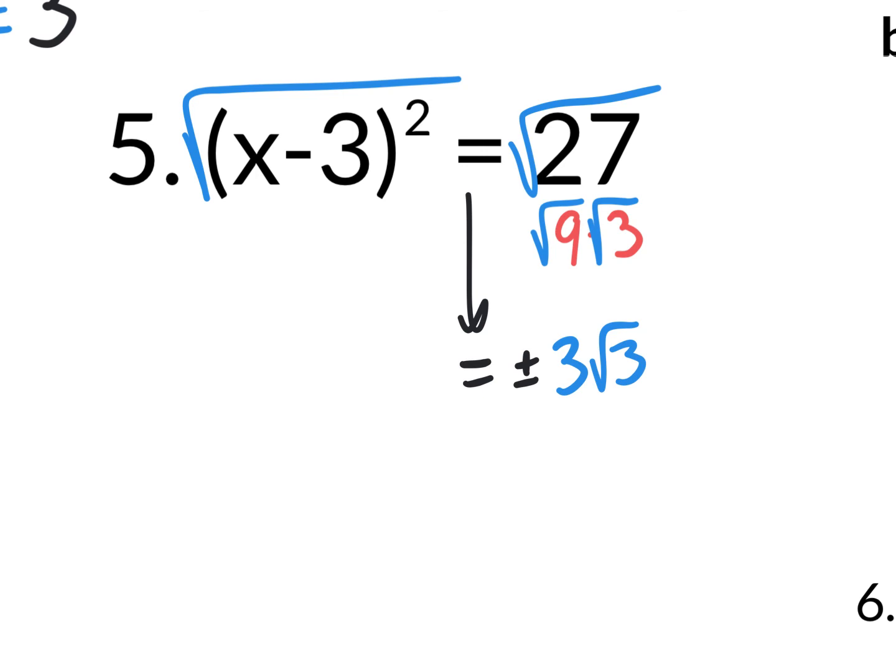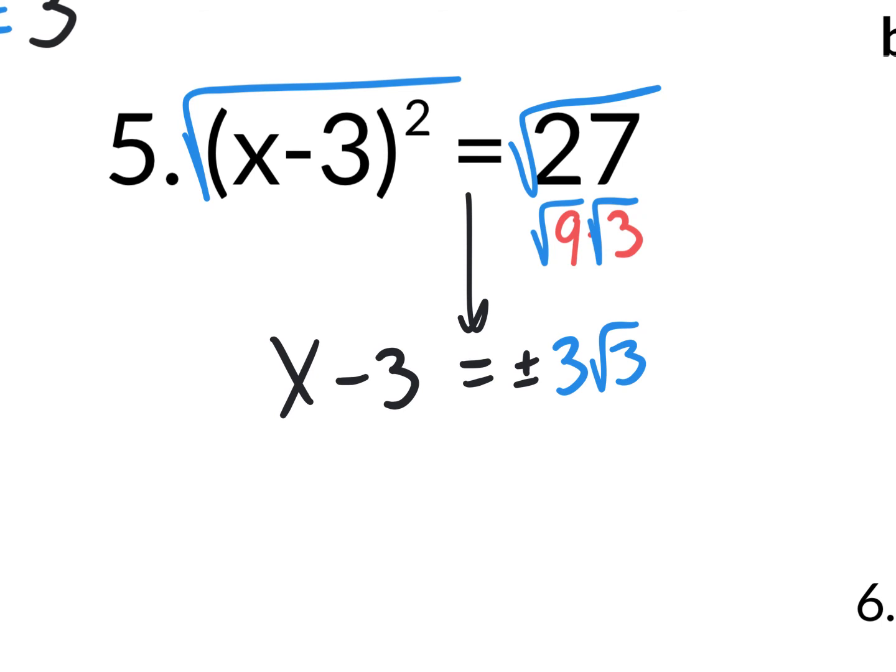I probably shouldn't have said final answer, but the answer to the square root of 27 is 3 square root of 3, and there's a plus or minus in front of it. Now, on the left side of this equation, the square and the square root canceled. We have x minus 3 equals plus or minus 3 square root of 3.